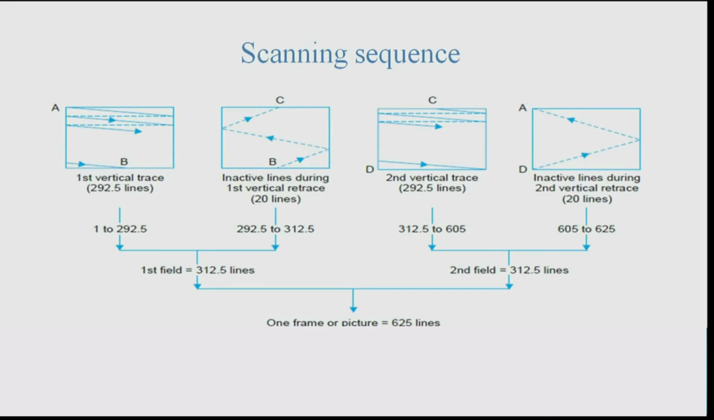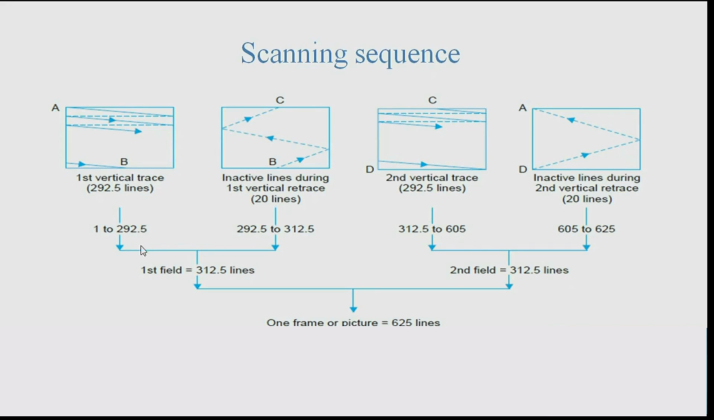This is the scanning sequence. As we said, for this scanning sequence the scanning for the first field and for the second field is different. For the first vertical trace, it will start from the 0th position on the left-hand side from A to B, and it will reach the middle of B. That is the first vertical trace, equal to 292.5 lines, that is 1 to 292.5. And when it reaches B, it goes to the retrace path that requires 292.5 to 312.5, equal to 20 lines.